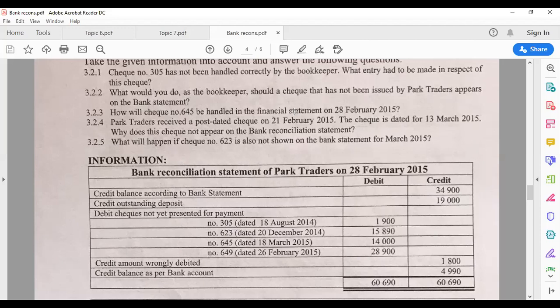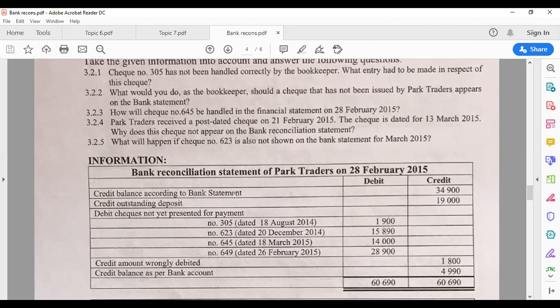Okay. So first of all, before we continue, what I want you to see is that we have a credit balance according to our bank statement. This means that the bank owes us 34,900. Okay, so we are looking at the bank statement from the bank's perspective. So the bank statement is what the bank knows about the business. Your banking records, so your bank account records in the general ledger, is what you have recorded and accounted for.